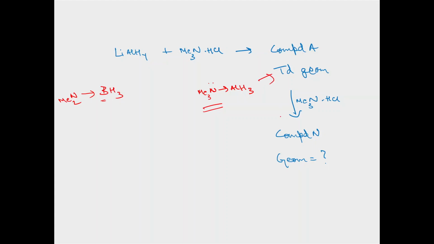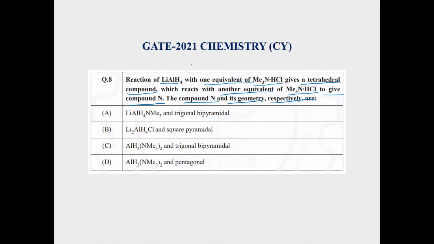Now what will happen if we add another equivalent of NMe3·HCl? See, here we can see what is forming. Okay, in the first step, nothing is given.